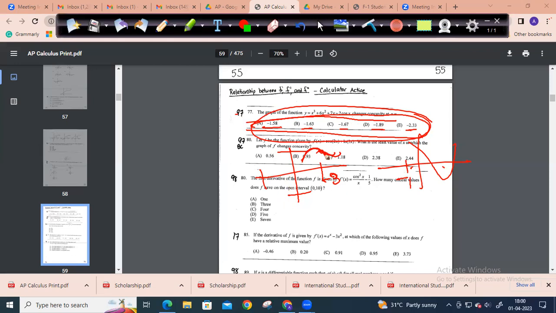Without a graph, even if you want me to solve, I cannot do this, because f dash x is cos square x by x minus 1 by 5. It's asking how many critical values the function has in the interval 0 to 10.